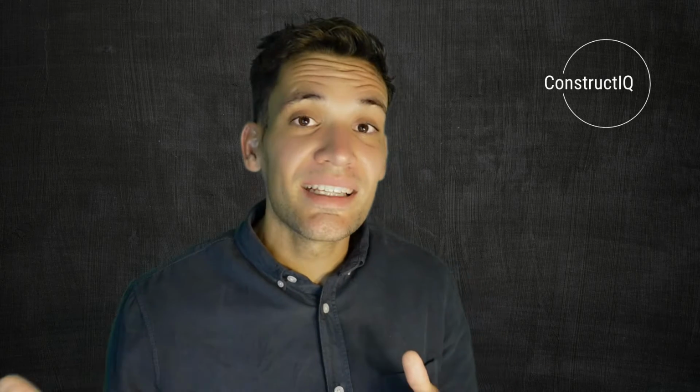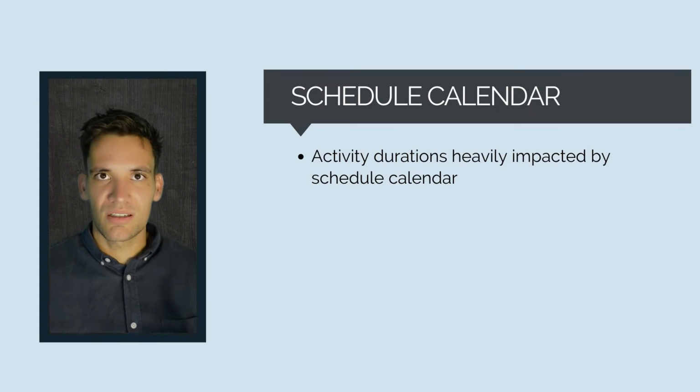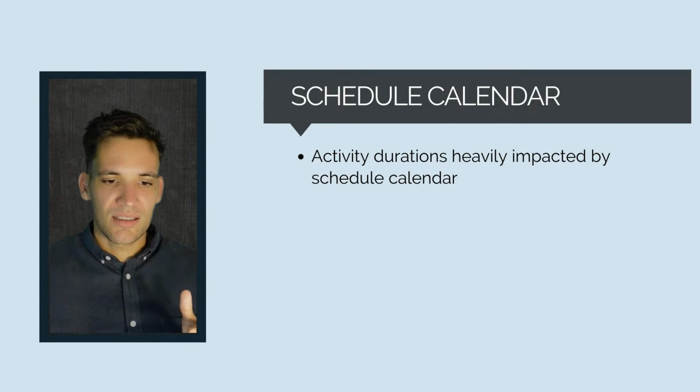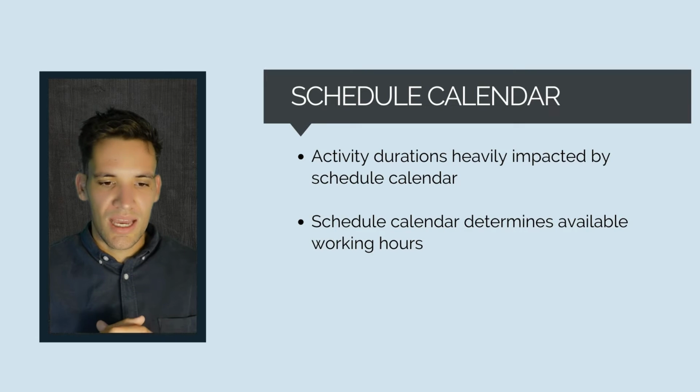When we did our bottom-up estimate, or when we're talking about durations, we're going to say an activity will take 30 shifts, an activity will take 40 shifts. How long it takes us to do these 40 shifts, so 1 calendar month, 2 calendar months, 3 calendar months, depends on our calendar. Schedule calendar can be thought of as the time available we have to complete a task. It determines the available working hours.